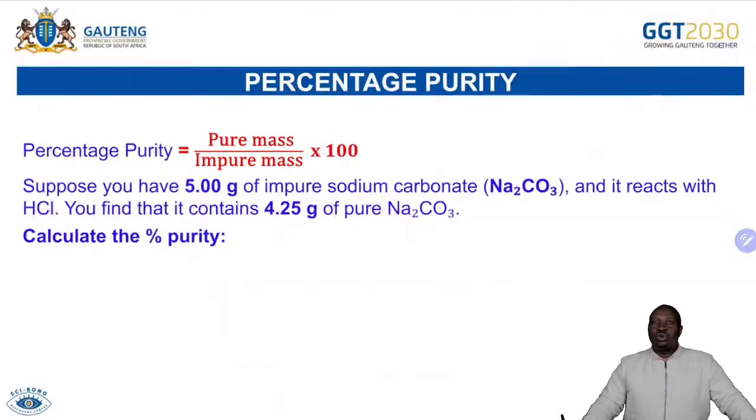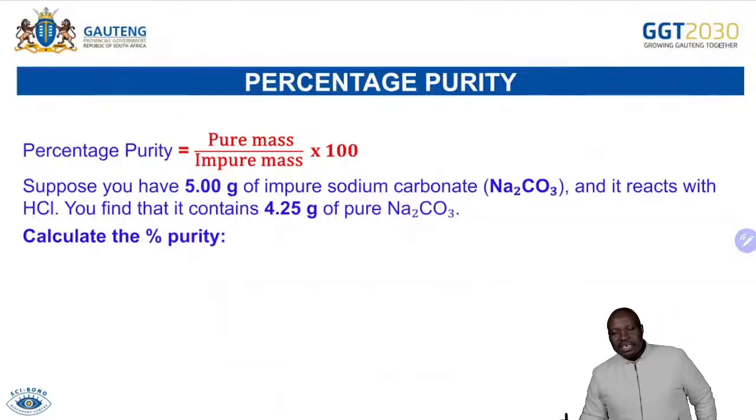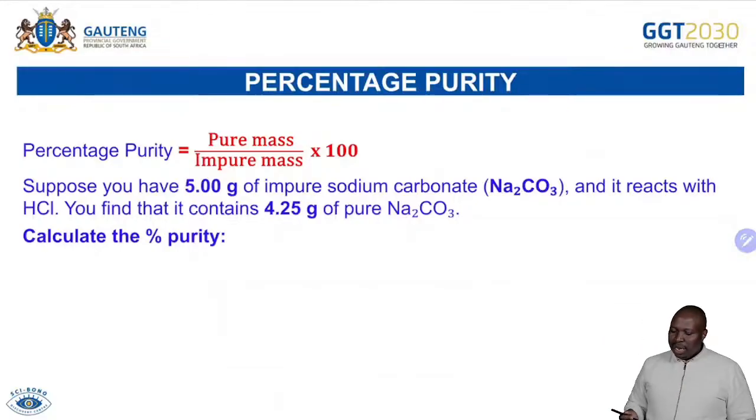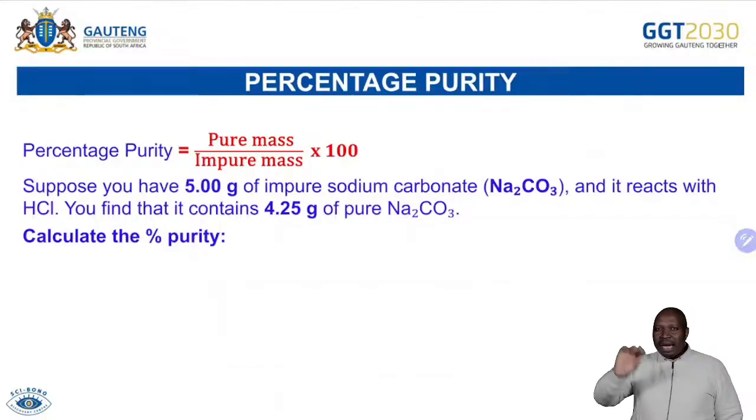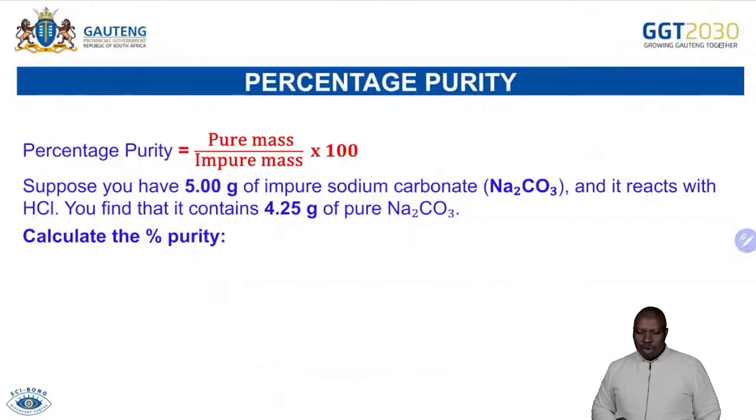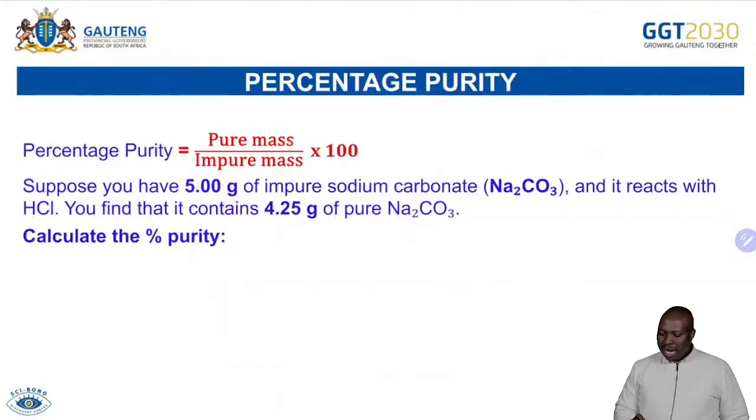The other thing that I didn't want to leave out is the issue of percentage purity. Percentage purity is important as well. We are saying here it is the total mass of the pure substance divided by the total mass of the impure substance, which is the pure mass divided by impure mass times 100. That's how you calculate the percentage purity.